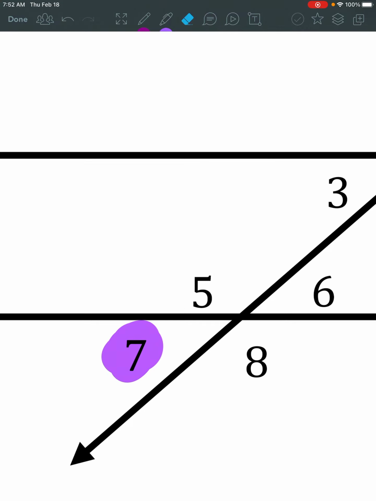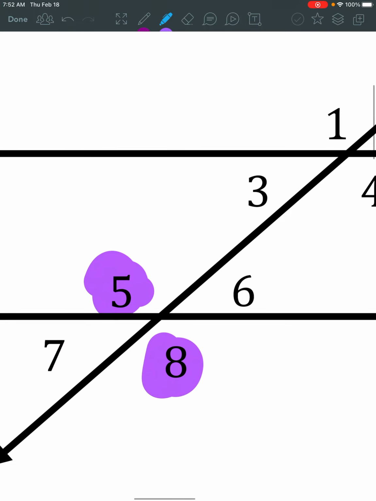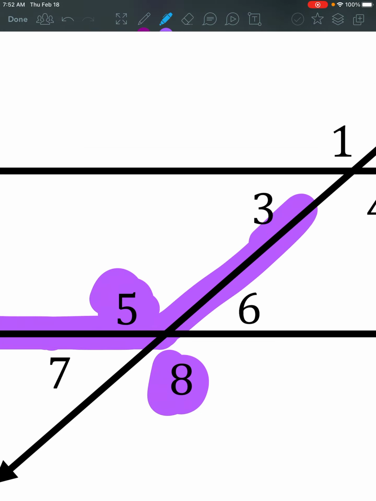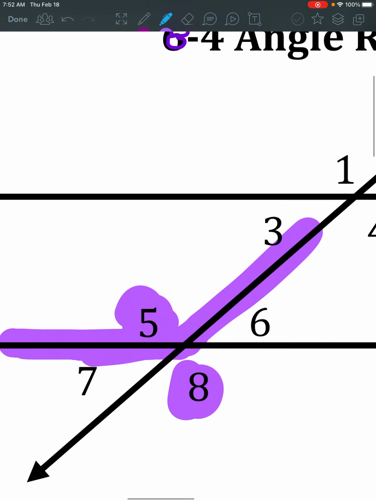Now, like I said, there were a lot of examples. Let's say maybe we looked the other way. 7 and 5 are adjacent. Now, we cannot say 5 and 8 are adjacent because they do not share a common side. A common side would be like to 5, this side here, or this side here that make up that angle. So they have to share one of those two sides. So that's why 8 does not work. We could say 5 and 6 are adjacent angles.